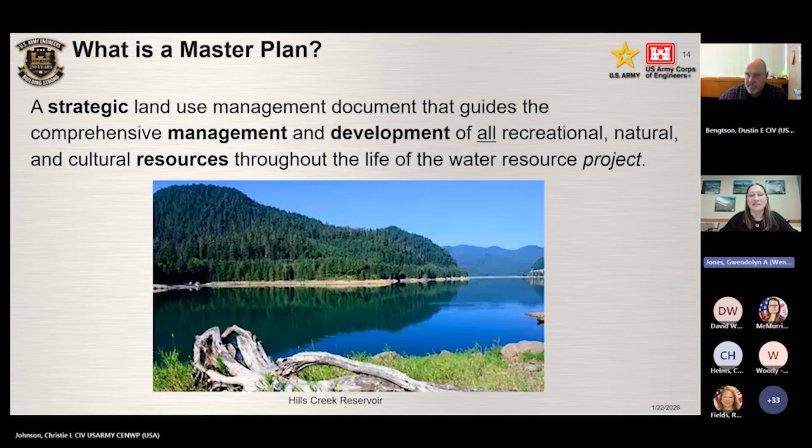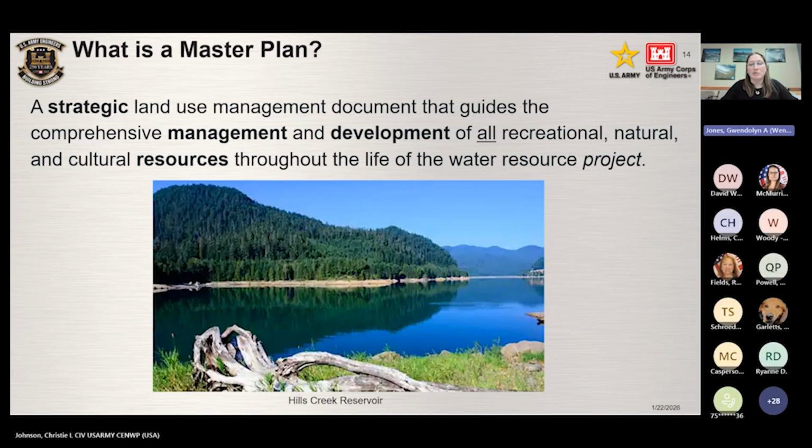Thank you for that, Dustin. So master plans are future planning documents. They are supposed to guide the next 25 years or so, and they really talk about what we have for our current recreation opportunities, as well as any plans for future recreation. And then we also discuss the natural resources, the fish and wildlife, the habitat, and cultural resources. And they really are supposed to establish a vision for future management.